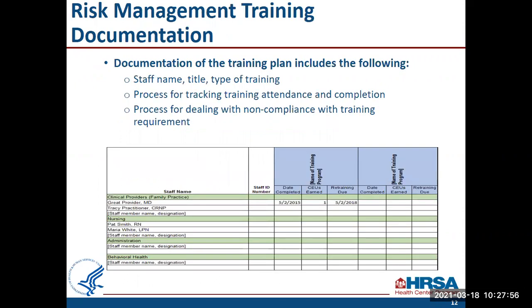For the documentation of the training plan, details should include staff name, title, type of training, process for tracking training attendance and completion, and the process for dealing with non-compliance with training requirements. Here you see just one example of training tracking, and it contains the staff name, the staff tracking ID, the name or title of the training, the date it was completed, CEUs earned as applicable, and the due date for the next training on that topic.